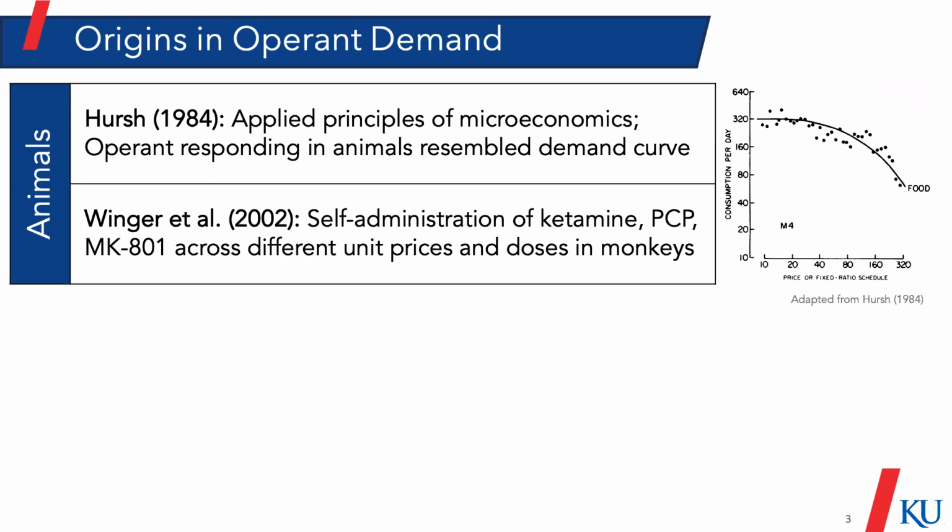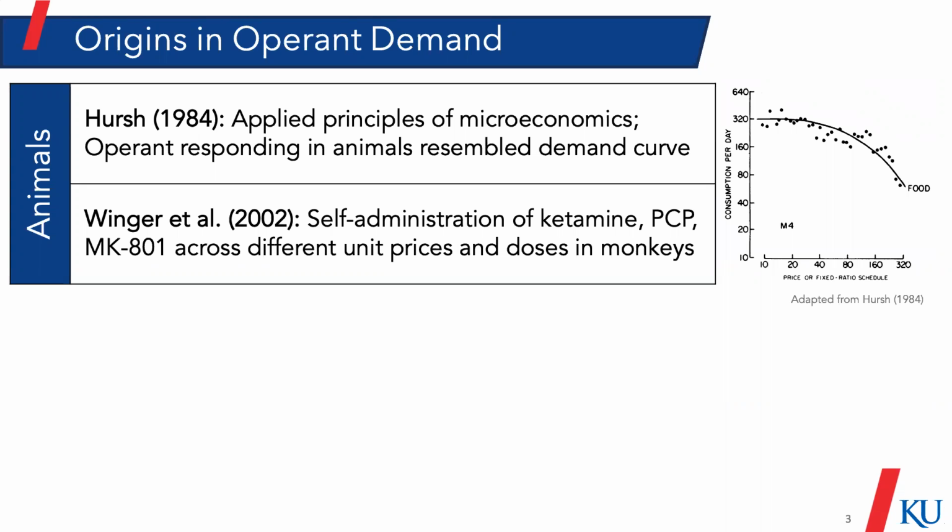And off to the right here, you can see an example of responding in a monkey according to various prices for food. The animal was given 24-hour access to food, but there were various response requirements across those days. And what you can see is a pretty prototypical demand curve that shows a decelerating consumption of food as the response requirement, or the price along the x-axis, increased.